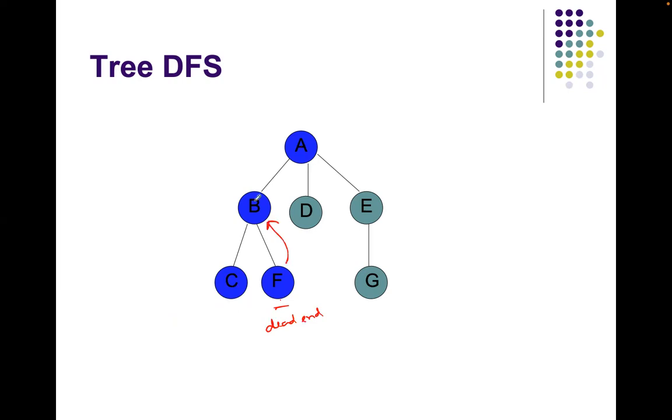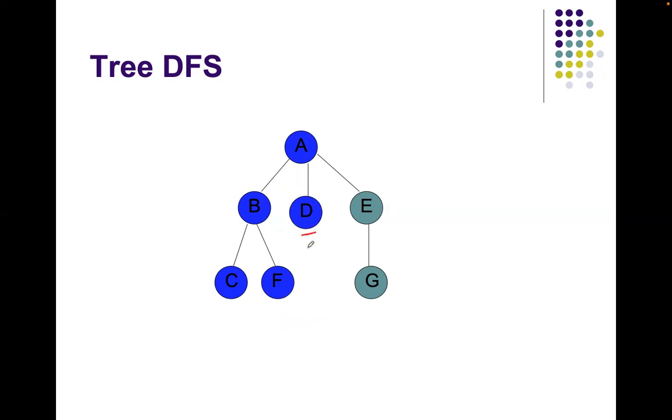I'll go back to B, and I'll see that from here I cannot visit any more nodes. All the nodes are already visited. So then I will do another level of backtracking. I will go to A. From A I will see whether there are any more nodes left that I can visit. I'll see that I still have D or E. I'm going to choose one node randomly, either D or E. So let's pick D.